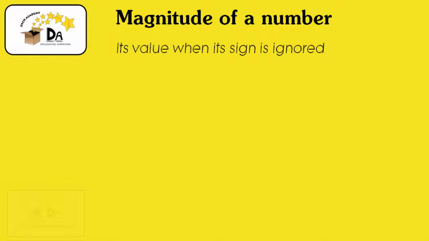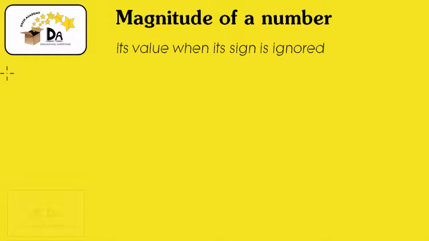So a few things need to be understood before we delve into the method of elimination, which is the second technique for solving systems of two equations and two variables, basically for solving simultaneous equations. The first thing you need to understand is the concept of the magnitude of a number. As you can see here, the magnitude of a number is its value when its sign is ignored.